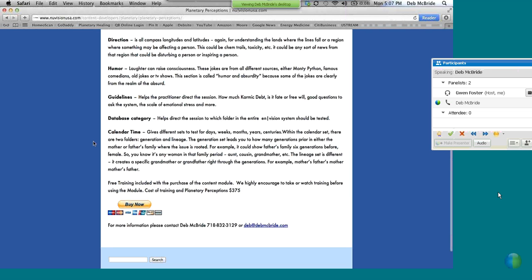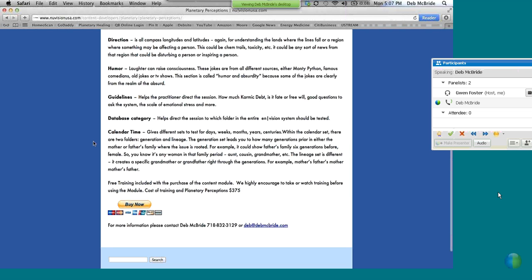And then there's calendar time, which is exactly what it says it is. It's different sets for testing days, weeks, months, years, centuries, time periods. There are also two folders called Generation and Lineage. And we worked hard on these because we wanted to get them very specific.